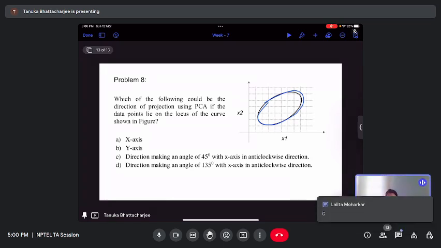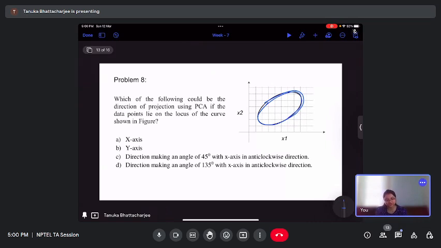So, basically if your data points are in this kind of a locus arrangement, and you compute the eigenvalues of the covariance matrix, the eigenvector corresponding to the highest eigenvalue will be along this, and the eigenvector corresponding to the other eigenvalue will be along this. These two will be.